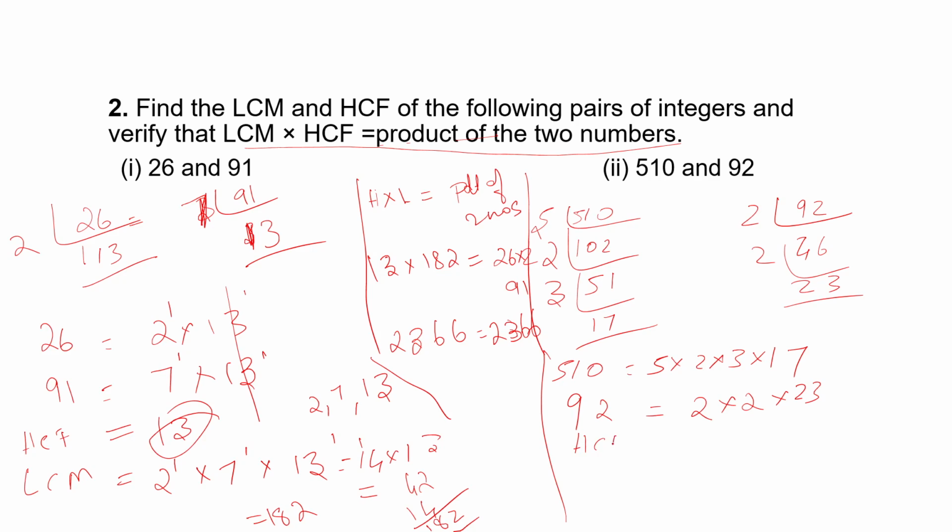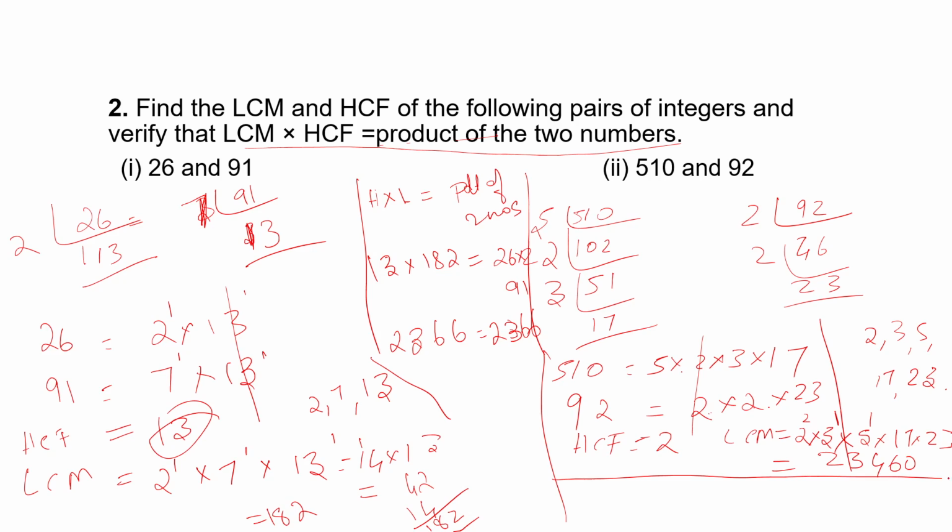So HCF is common factor of both, then it is 2. What is LCM? LCM is highest power. So what are the factors here? First of all, the factors are 2, 3, 5, 17 and 23. Okay, so what is the highest power of 2? 2 power 2. Here two 2's are there, no? 2 power 2. And power of 3 is 3 power 1. And of 5 is also 1, and 17 and 23. Okay, so if you multiply all these things, you are getting 23460. Please multiply by yourself. I am not showing the multiplication step here.